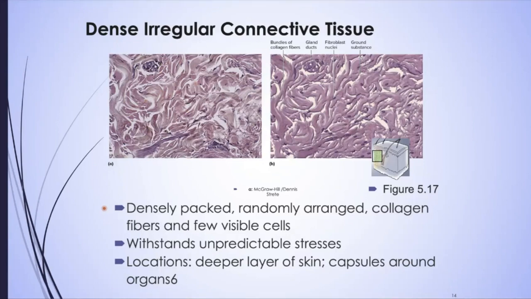So irregular dense connective tissue is densely packed. It's randomly arranged collagen fibers, okay? It's more difficult to see any visible cells. It's going to withstand lots and lots of unpredictable stresses. You're going to find this in the deeper layers of the skin and capsules that surround the organs.